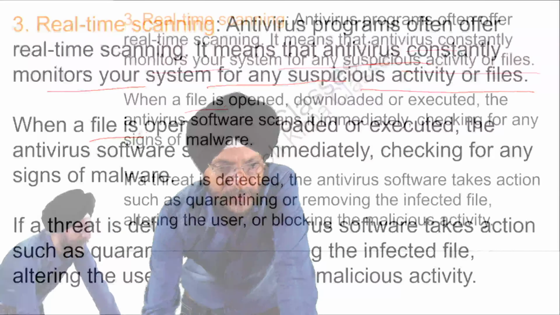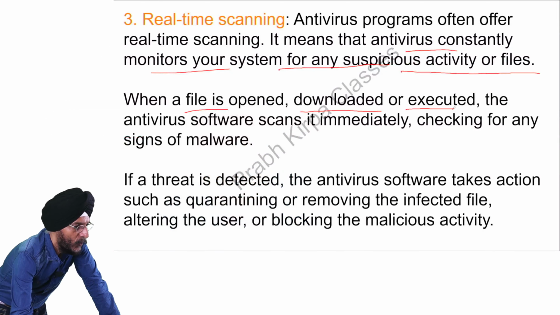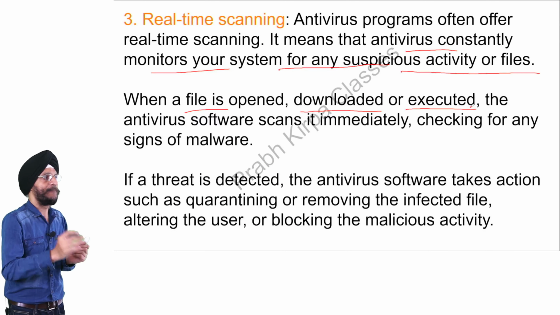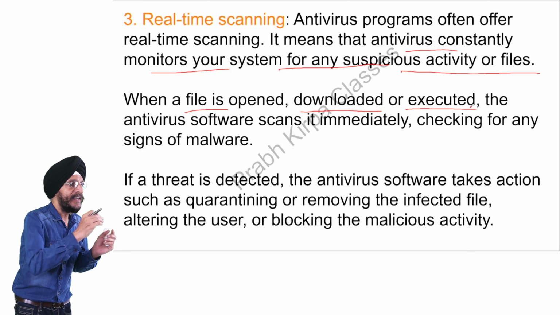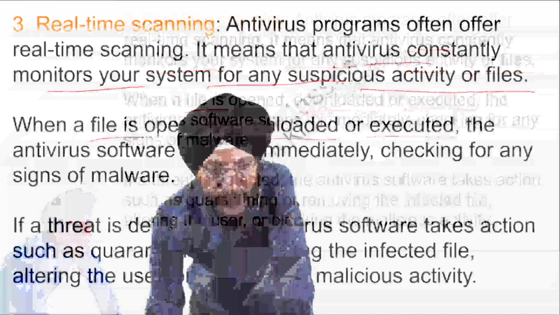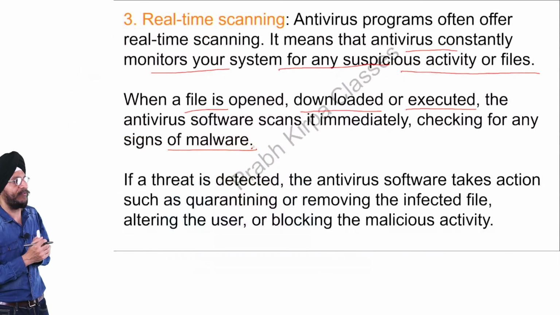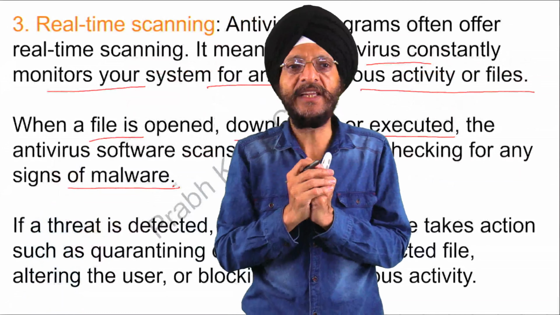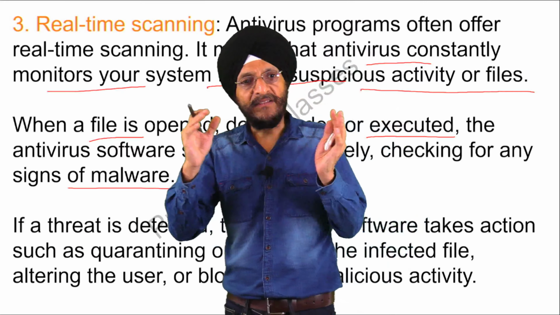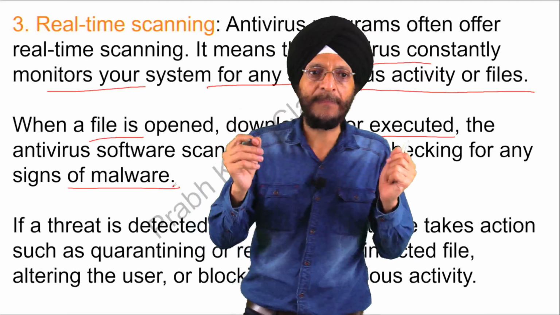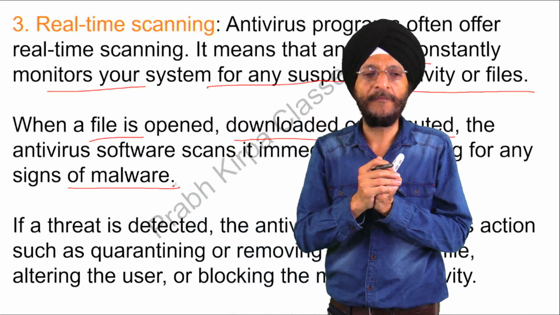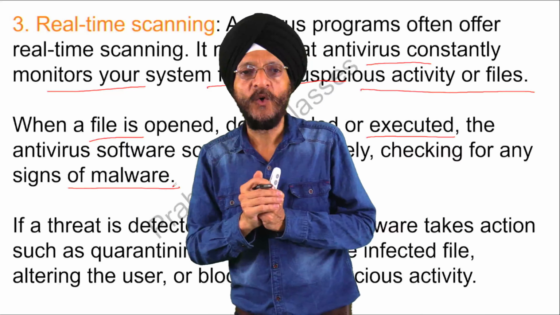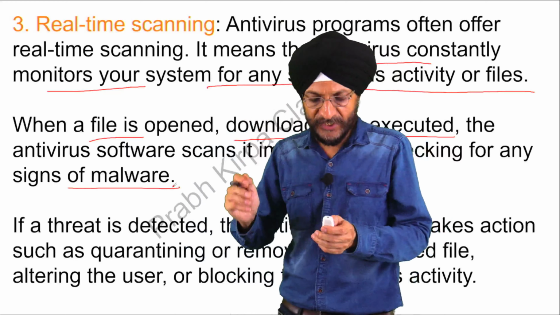When a file is opened, downloaded, or executed, the antivirus software scans it immediately. Why does it scan? It checks for any signs of malware. Malware means malicious software. If the antivirus software, during real-time scanning, detects a threat, it takes steps such as quarantining the file, removing the infected file, alerting the user, or blocking the malicious activity.